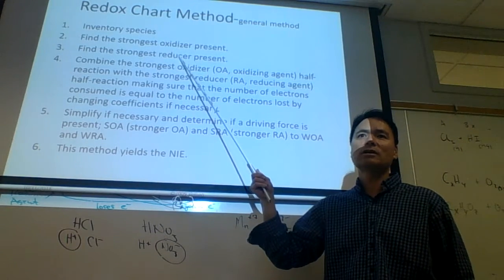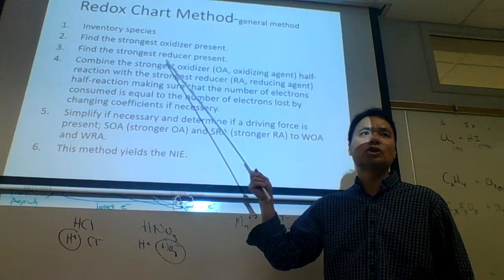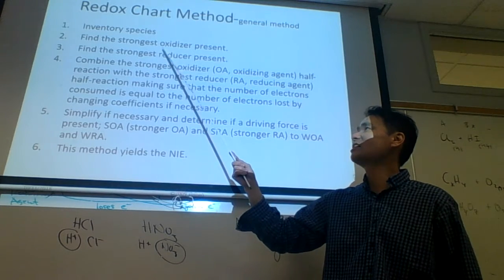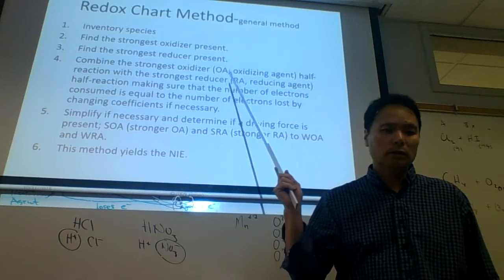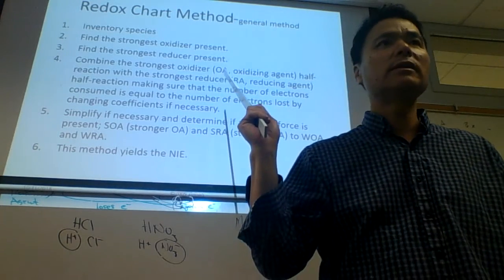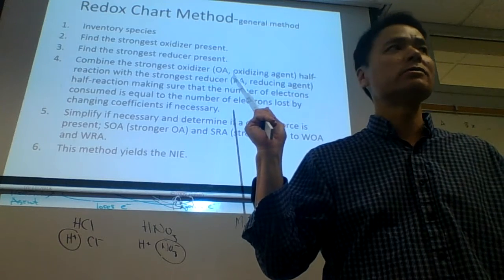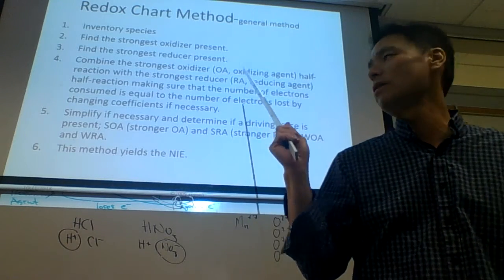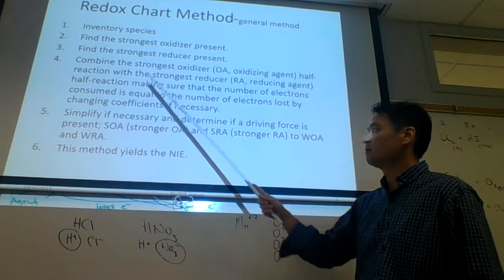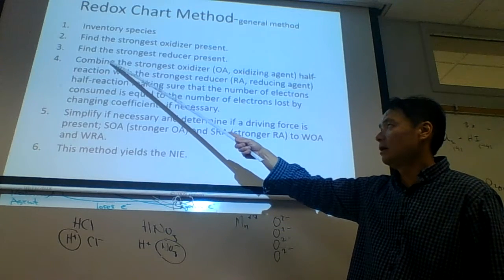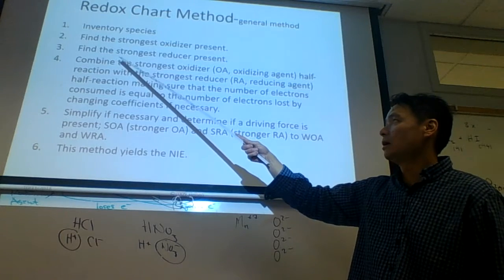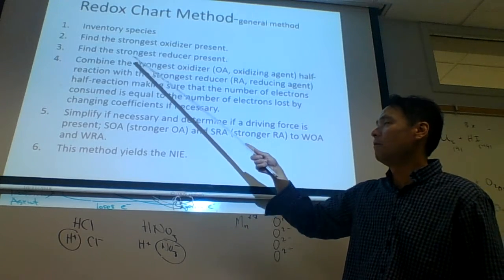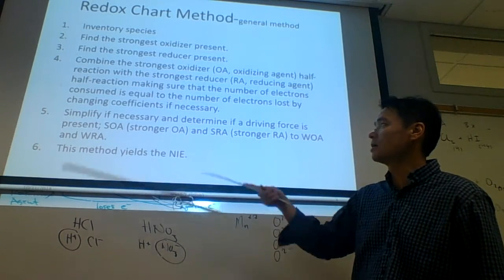How did we find the strongest acid? We looked at the chart. Well, how do we find the strongest oxidizer? We look at the chart. And so technically, this method, you don't need to know any chemistry to use this. It's just steps. Can you follow the steps? That's it. And so you probably could train even an elementary school child to do this just by telling them where to look on the chart and how to use that chart.